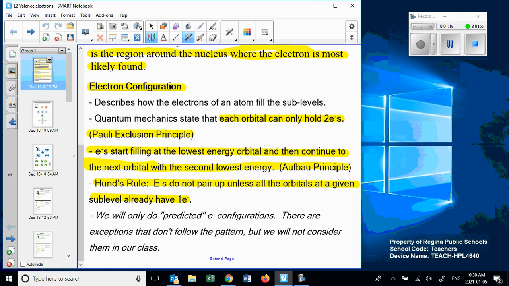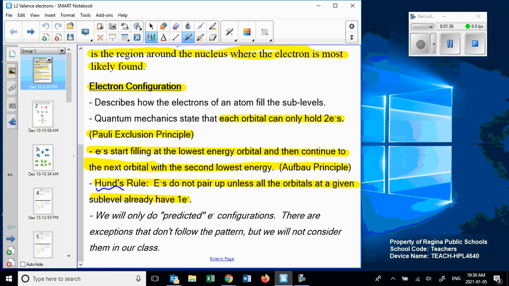Electrons start filling at the lowest energy orbitals and then continue to the next orbital with the second lowest energy. That's called the Aufbau principle. You don't have to remember that name. You do remember it goes from low to high energy.